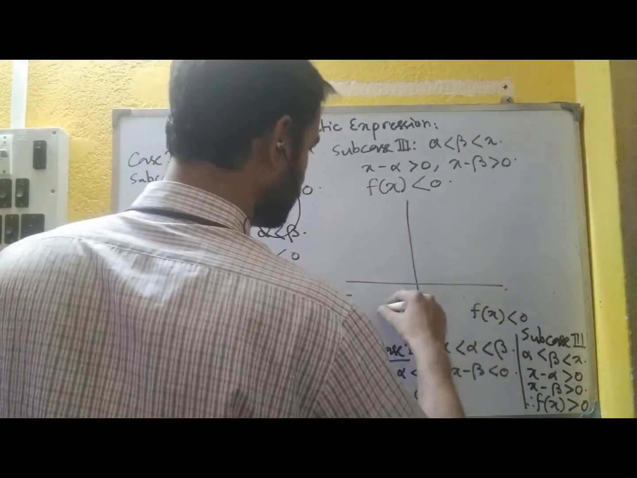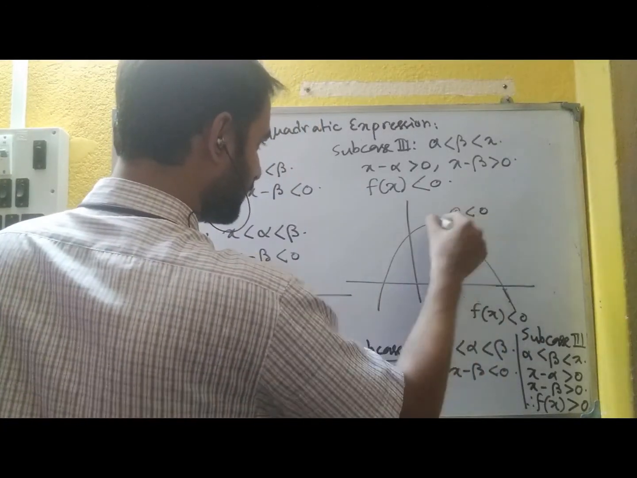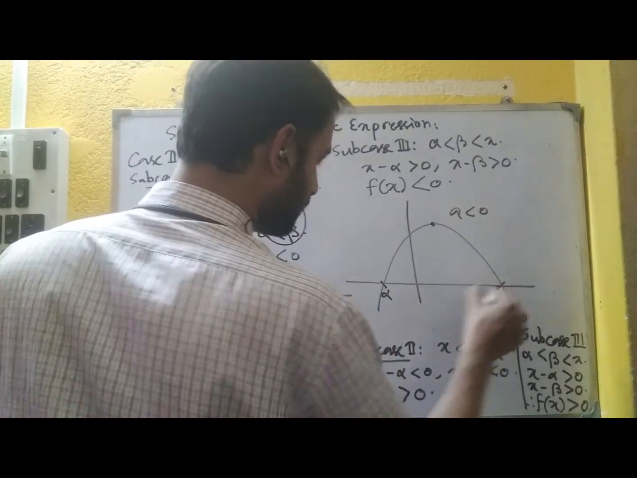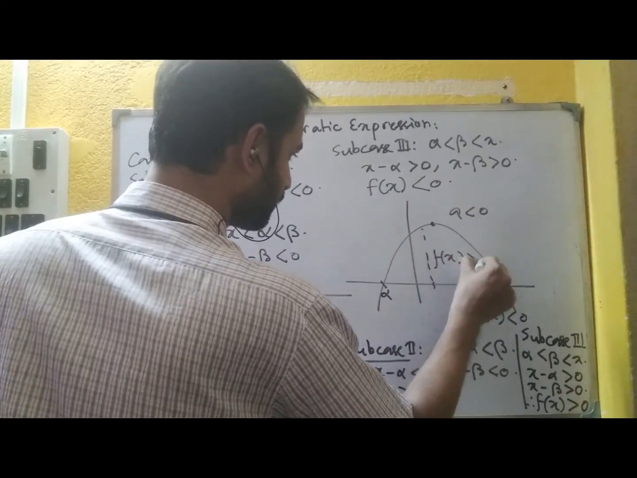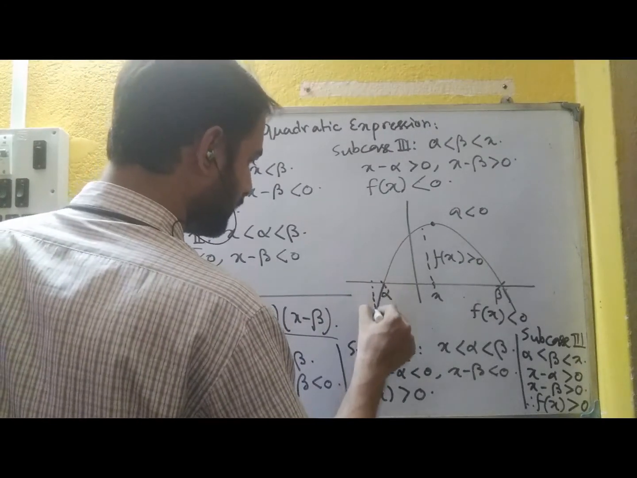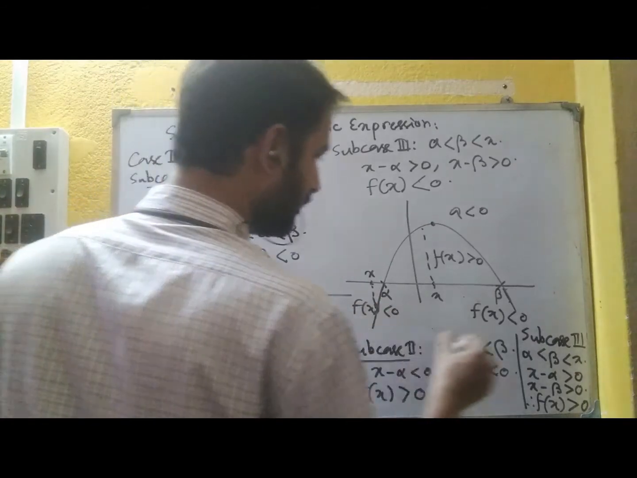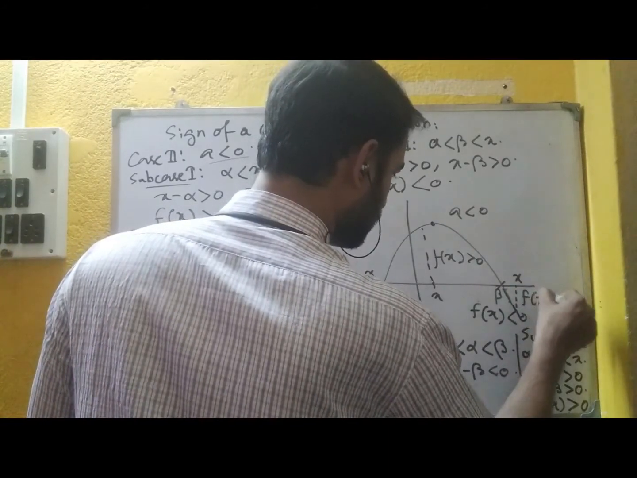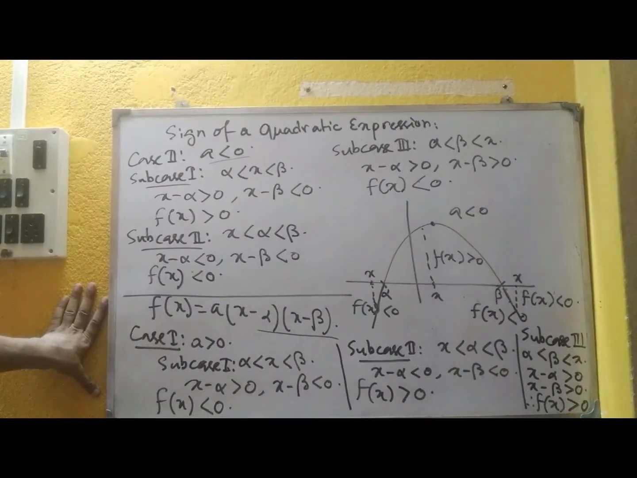So the graph will look like this. Say this is the graph. Since a is less than 0, it is having a maximum point. Say this one is alpha and this one is beta. In between the roots, you are having some positive value. When you are outside the roots, say in the left side of alpha, then this f(x) is negative, and when you are in the right side of beta, then also it is having a negative sign. So that we have explained here.